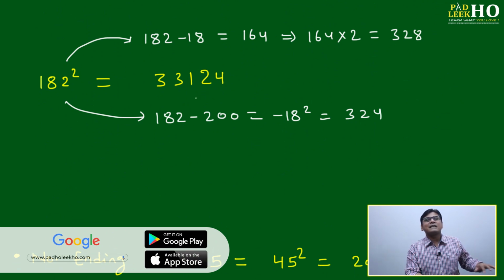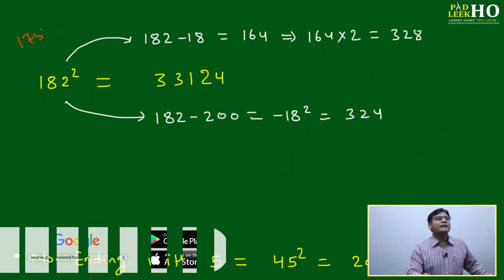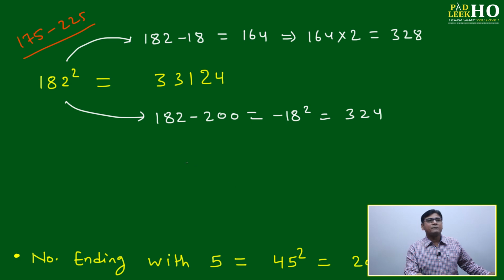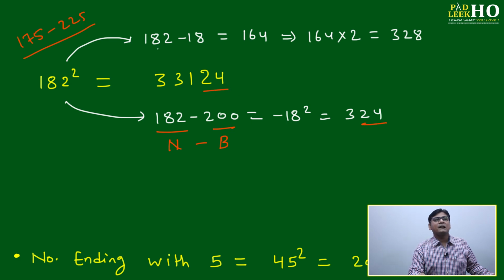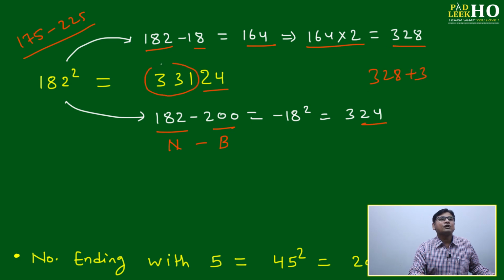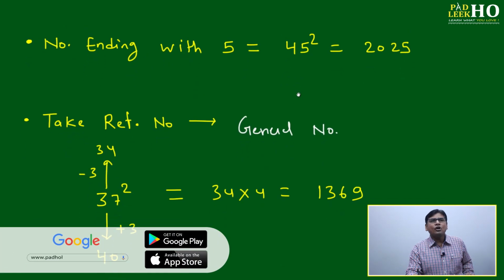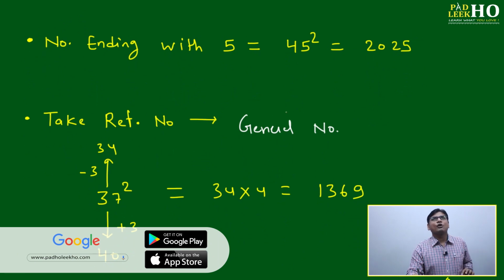If you come to the next slab, 175 to 225, say 182: again you have to take number minus 200, number minus base. Here it is minus 18, and minus 18 square will come 324. 24 will come here. 182 minus 18 is 164, just multiply by 2 because here the base you have taken is 200. 164 into 2 is 328, carry forward is 3, 328 plus 3 becomes 331. Got it. Over.